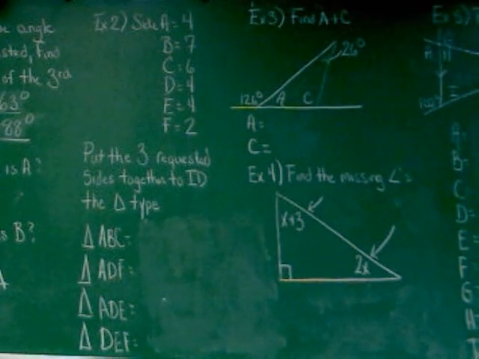Side A is 4. B is 7. C is 6. D is 4. E is 4. F is 2. And you're supposed to put the 3 requested sides together to identify the triangle type. The 4 questions there at the bottom are triangle ABC, triangle ADF, triangle ABE, and triangle DEF. I'll pause again so you can catch it.